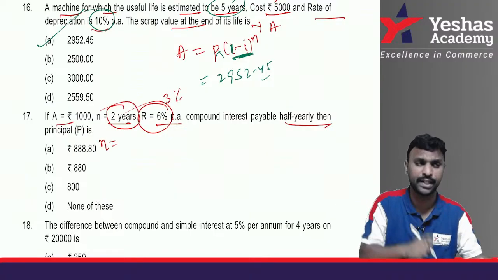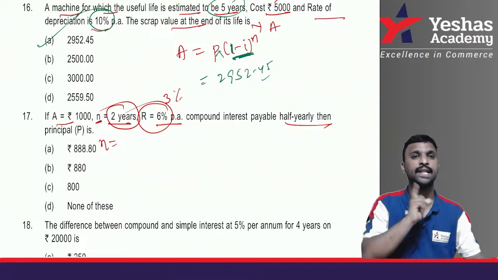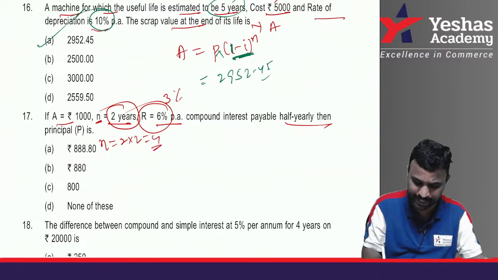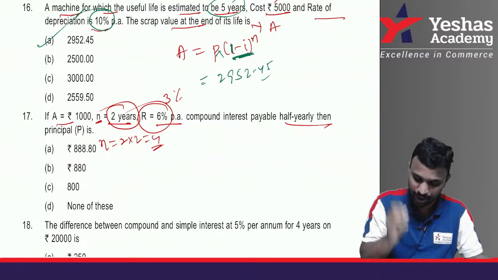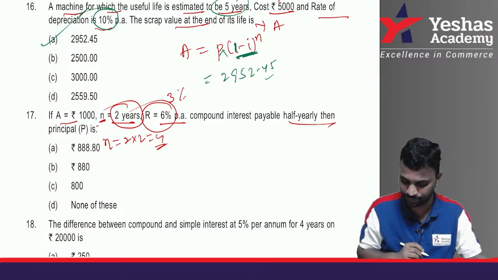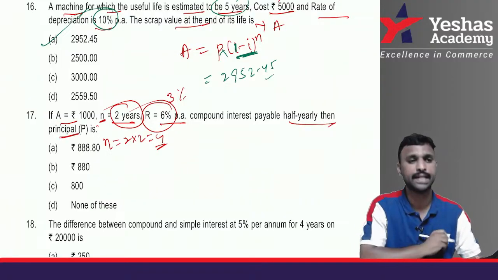guys, don't get confused, it is 2 years, it is not n. N is not 2 years, n is 2 into 2, which is 4, because it is half yearly. Yes or no? So don't take n as 2. It is 2 years. So obviously n will be 2 into 2, which is 4. Now, what we need to find out is the principal.